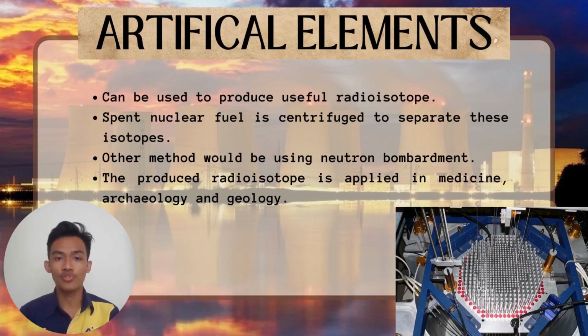Another method to produce useful radioisotope is by using neutron bombardment to produce iodine-131, for example, and the production of radioisotope is applied in medicine, archaeology, and geology.